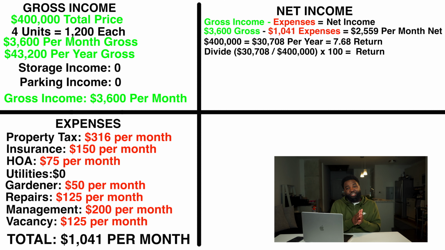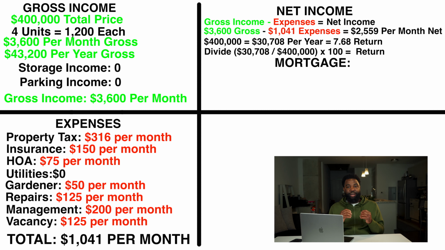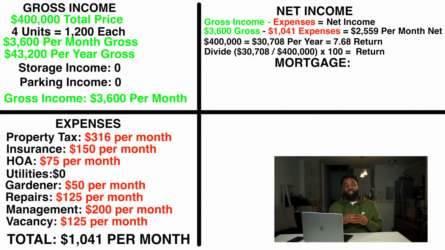But as an investor, we don't look to just pay cash for properties. We like to use other people's money. So let's tweak it a little bit. And let's say that we decide to get a mortgage on this property instead of coming out of pocket $400,000. So to figure out how much the down payment would actually be and just the total cost of everything.